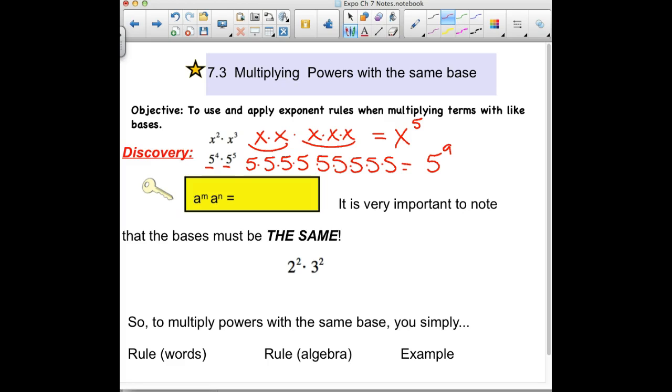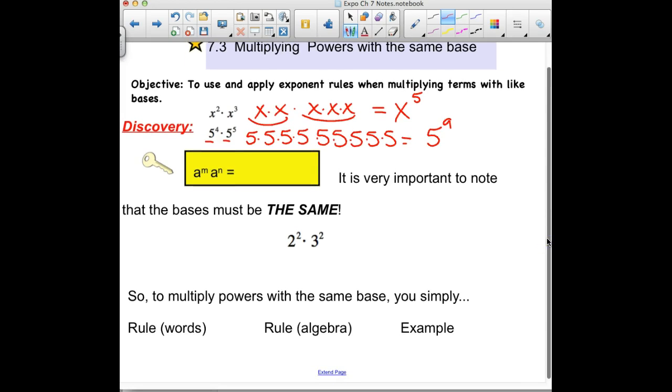Now we'd like to come up with a rule so we don't have to write it out every time. And that rule states a to the mth power times a to the nth power, we can keep the base a, as long as they match, and we can simply add the exponents together.